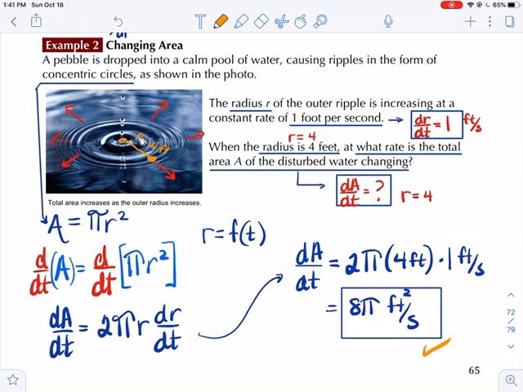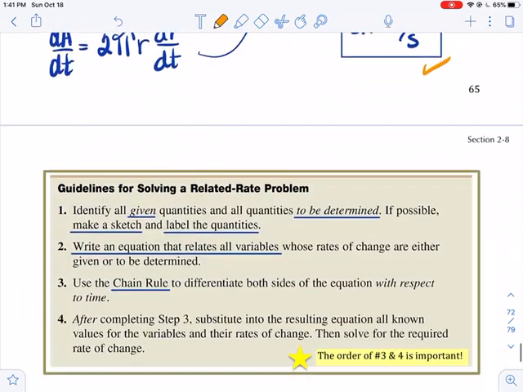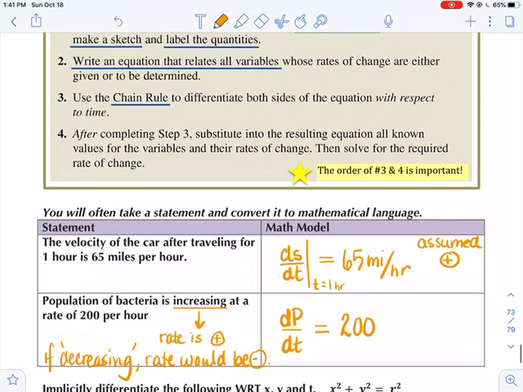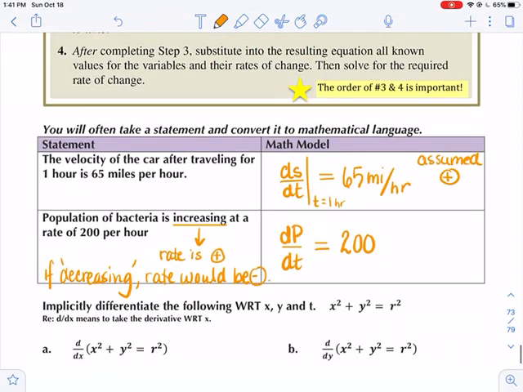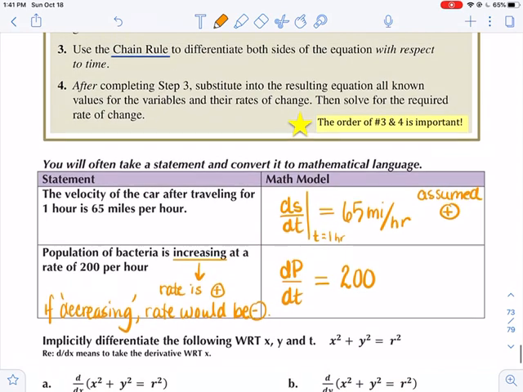And then the radius, I had 4 feet, right? Okay, everything looks good. So the order of 3 and 4 is important. We don't want to put constants in if they're quantities that are at a certain moment and they're changing. We don't want to put quantities that are changing. So let's look further here.